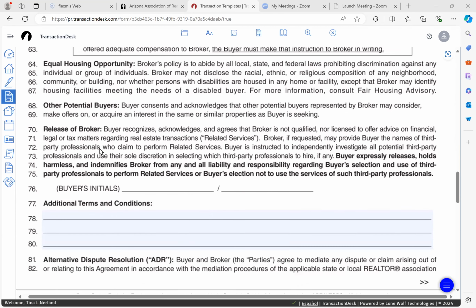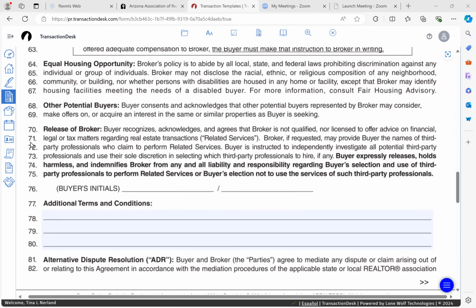Release of the broker. Buyer recognizes, acknowledges, and agrees that broker is not qualified nor licensed to offer advice on financial, legal, or tax matters regarding real estate transactions. Broker, if requested, may provide buyer the names of third-party professionals who claim to perform related services.